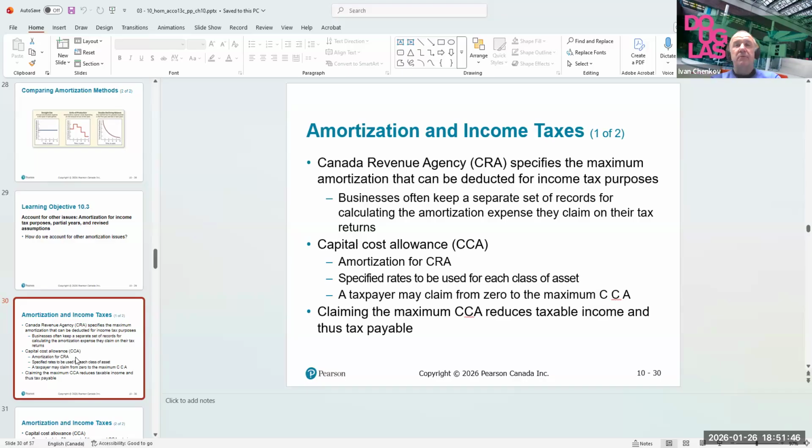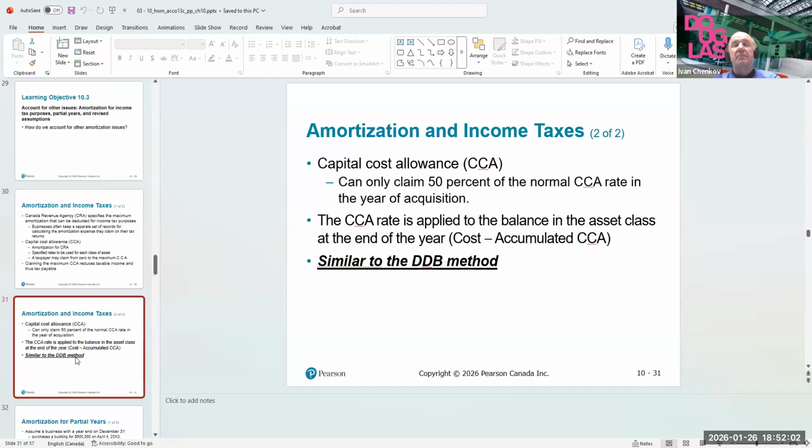So again, Canada Revenue doesn't recognize the amortization or depreciation from the accounting system. So for Canada Revenue purposes, we have to come up with a new calculation, which is called calculation of capital cost allowance. Capital cost allowance, there are different rules. And there's a similarity between the double declining method and the capital cost allowance method.